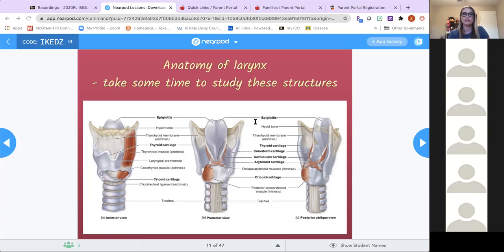Okay, so the vocal cords are attached to the inside of the thyroid cartilage on the anterior side of the larynx, and then on the back of the larynx, they're attached to the arytenoid cartilage on the posterior region of the larynx, and you can see that in that middle view here. If you're looking at the middle view, you can see where the arytenoid cartilage is, and the vocal ligaments would be attached to those arytenoid cartilages there.